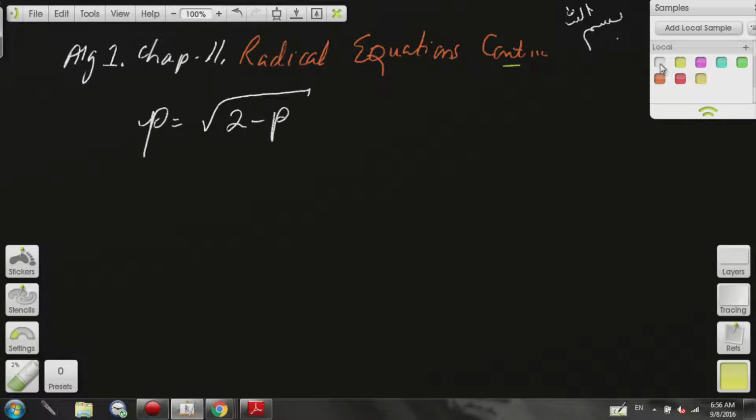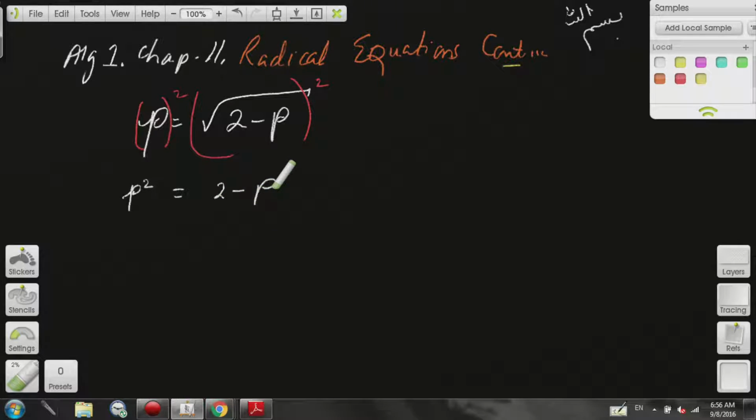Radical equations continue, chapter 11. Here are a little bit trickier questions, not really that difficult, I think, inshallah. Now I have variables on both sides, and I have a radical symbol. In fact, it's already isolated all by itself, so there's nothing attached to it, like a 3 or something like that. So I can square both sides. Then I get rid of this radical symbol, and I get p squared equals 2 minus p.